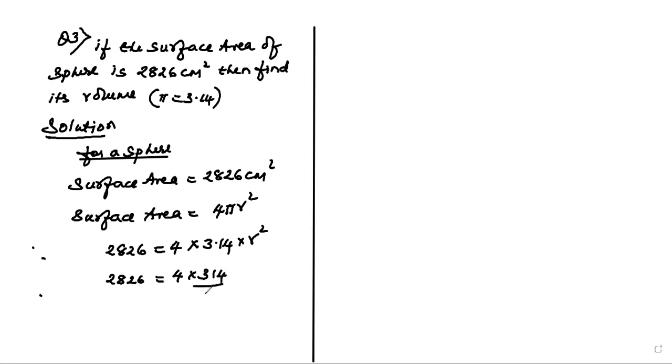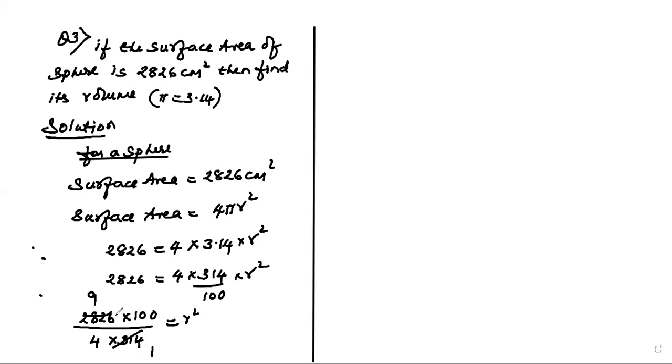314 upon 100. You're shifting the decimal by 2 places to the right, hence 1 and 2 zeros in the denominator, into r square. Okay. Now, what will happen, children? 2826 multiplied by 100, the whole thing divided by 4 into 314, equals r square. So 314, if I'm not wrong, 9 times. 314, 9 times when you do, children, you're going to get this answer.